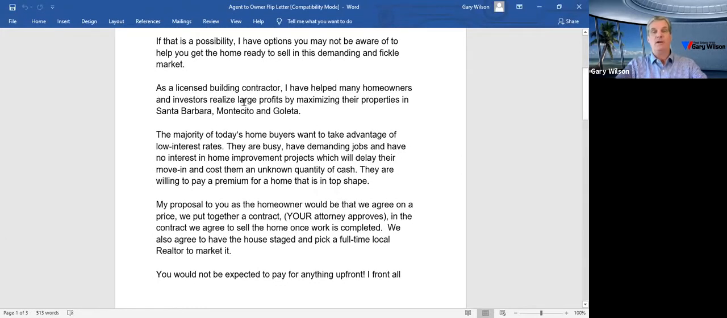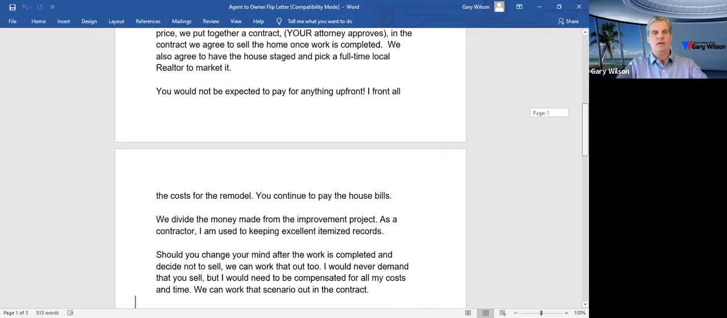As a licensed contractor, I've helped many homeowners, which is this the right one? I think this is the contract letter.